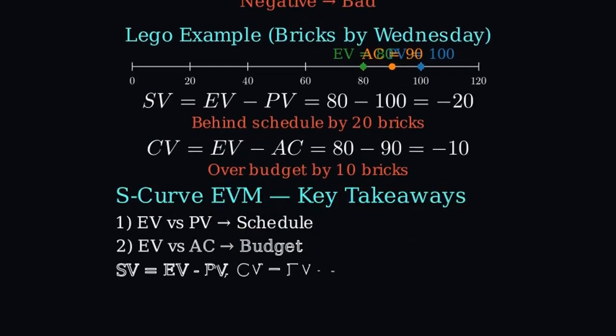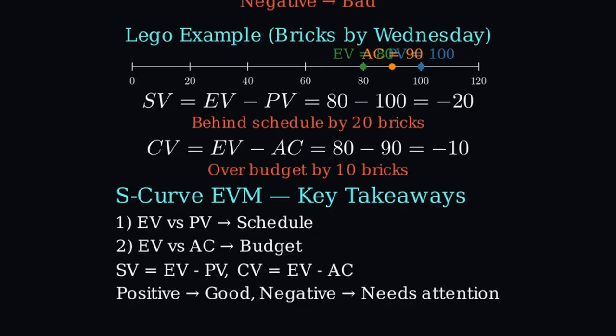To summarize, the S-curve shows cumulative progress over time. Compare earned value to planned value for schedule and earned value to actual cost for budget. Use schedule variance equals earned value minus planned value and cost variance equals earned value minus actual cost. Positive is good, negative needs attention.